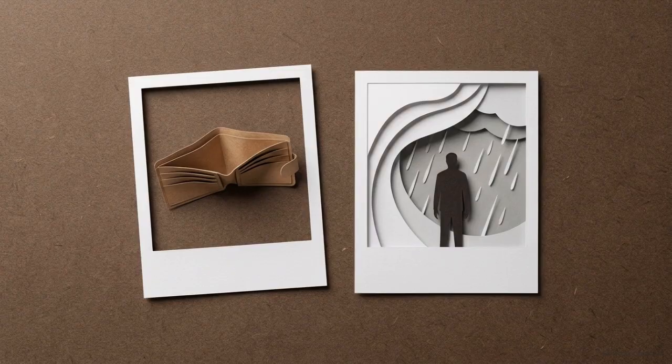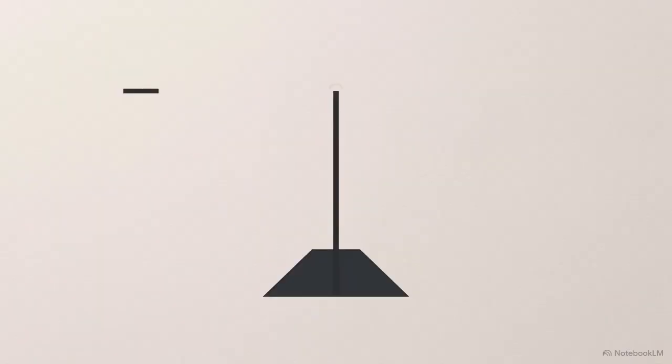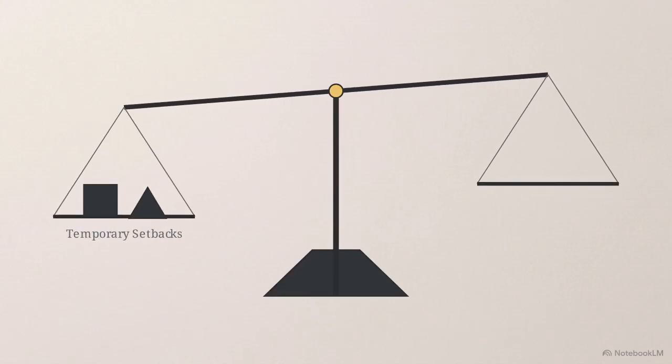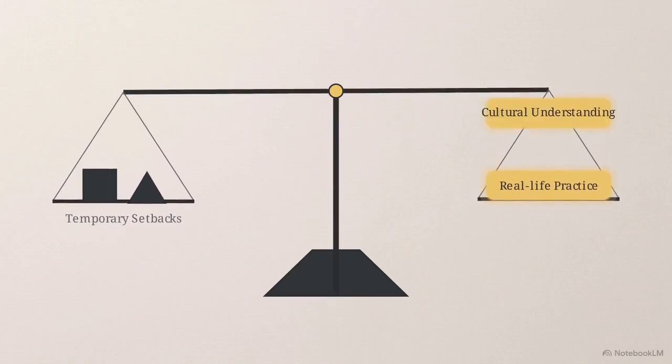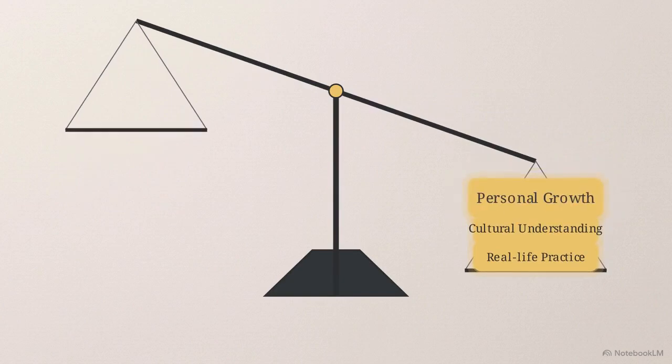It briefly reviews the summarized drawbacks from the opening paragraphs, financial pressures and emotional challenges. But the author applies a critical recategorization, labeling these hurdles as temporary setbacks. This balancing scale illustrates the final equation. Temporary setbacks are weighed against a trio of benefits: real-life practice, cultural understanding, and deep personal growth. This holistic evolution of character adds a massive weight to the scale, measured far beyond vocabulary alone.